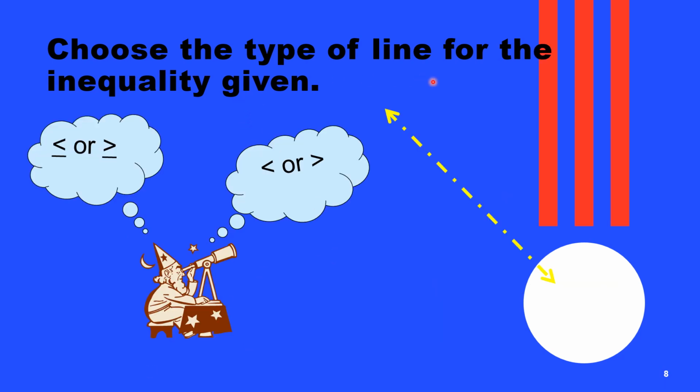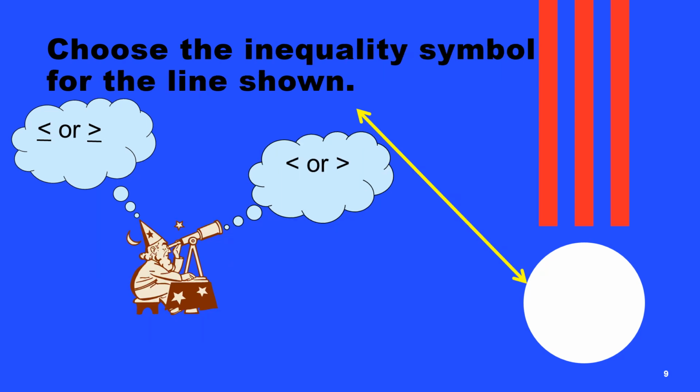Next, choose the type of line for the inequality. Of course, for this one, since it's dotted, we will use this one. Okay, next. What about a solid? For the solid, of course, we will use this. So it should be easy for you to understand, okay?